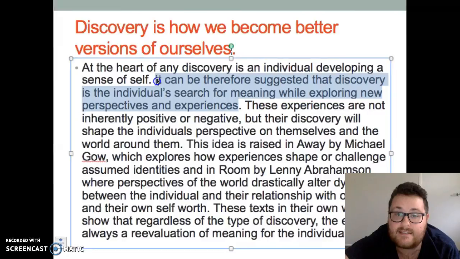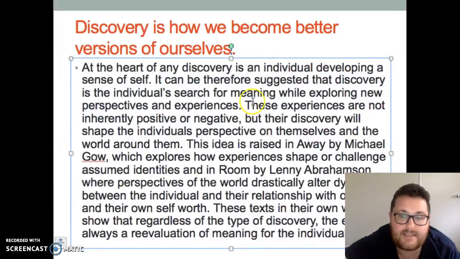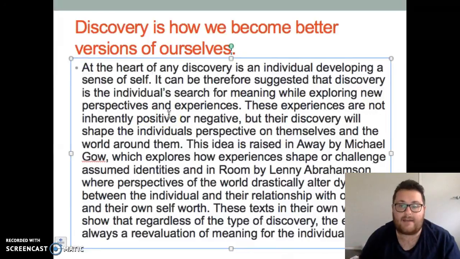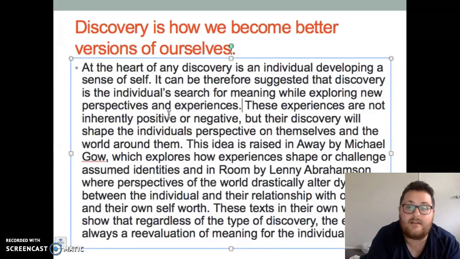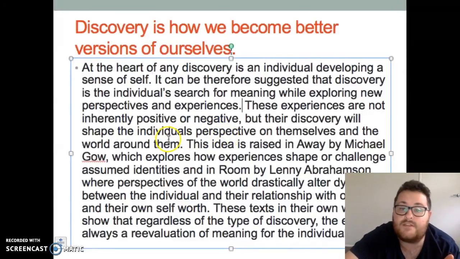It can therefore be suggested that discovery is the individual search for meaning while exploring new perspectives and experience. This is my thesis. I believe that discovery is the individual search for meaning. That's what I believe that it is. This supports the argument, and this supports the idea that they're trying to get you to discuss, but fundamentally, that's what I believe discovery is. I then elaborate on that by saying these experiences are not inherently positive or negative. So discovery isn't good or bad, but their discovery will shape the individual's perspective on themselves and the world around them.